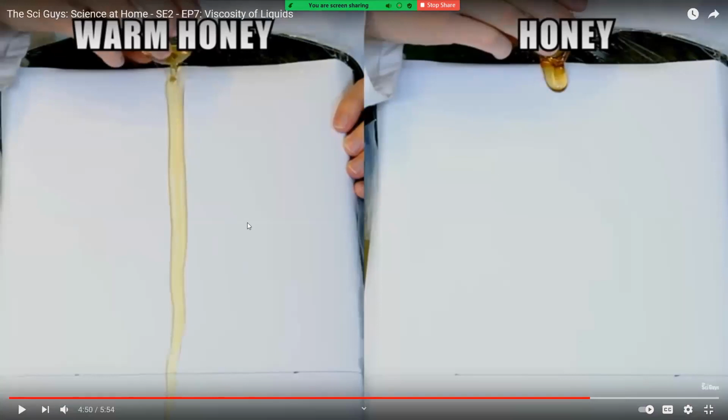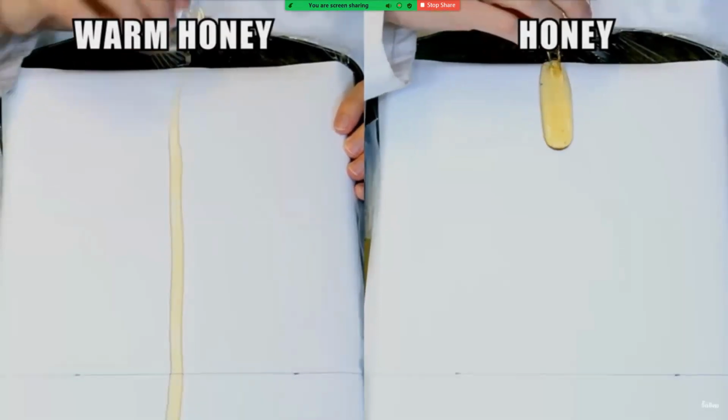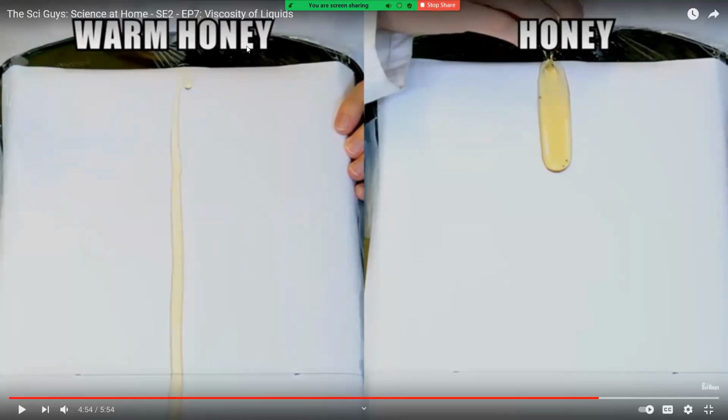Here they are going to check again the same sample at two different temperatures. This is warm, which means hot honey, so this honey's temperature is higher than the other one, right? See, the cohesive forces between the honey molecules become weaker, because when we change the temperature, it directly affects the viscosity of the fluid, right? So you can see it flows almost like water, decreasing its viscosity and increasing its flow rate.